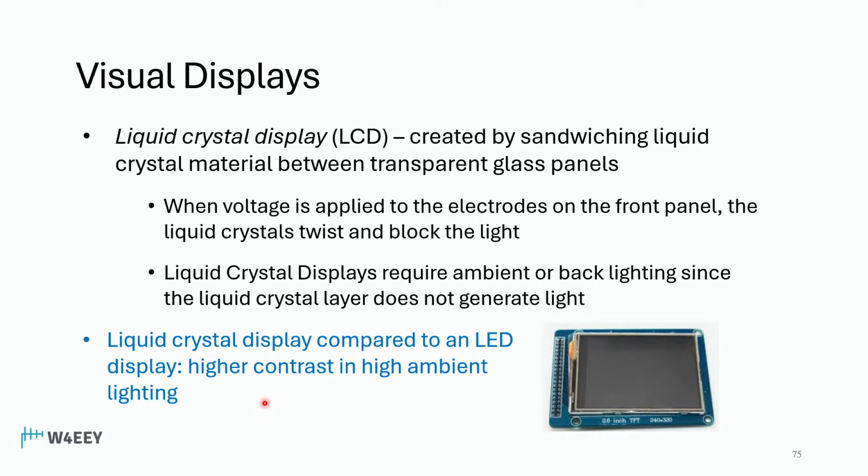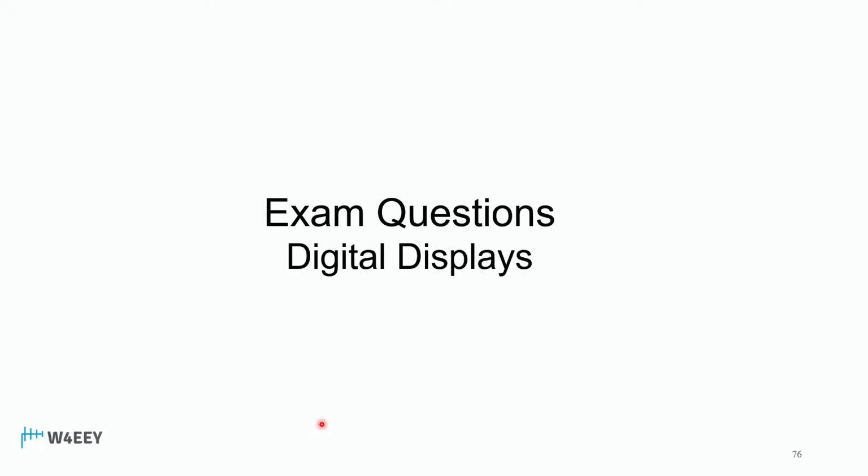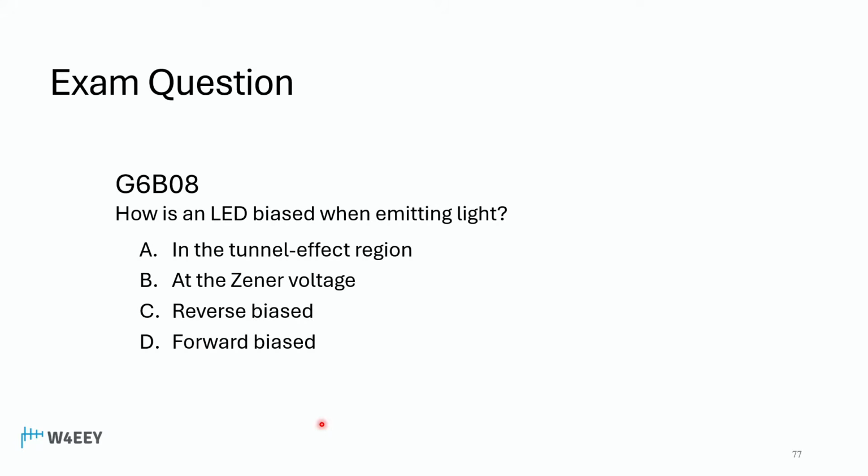Liquid crystal display compared to an LED display, higher contrast and higher ambient lighting. And the way that I like to think of this is that we're not competing with the sun. With an LED, it's creating light, and if we have bright sunlight on the display, it might wash it out. But in the case of a liquid crystal display, this is light blocking, so it's a lot easier to read this in bright sunlight. So hopefully those words will make more sense now. All right, more questions. How is an LED biased when emitting light?